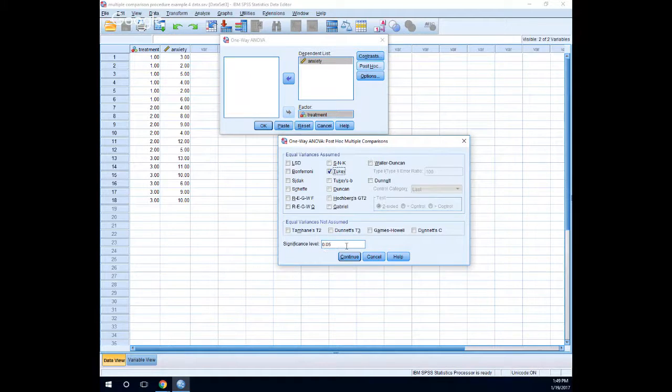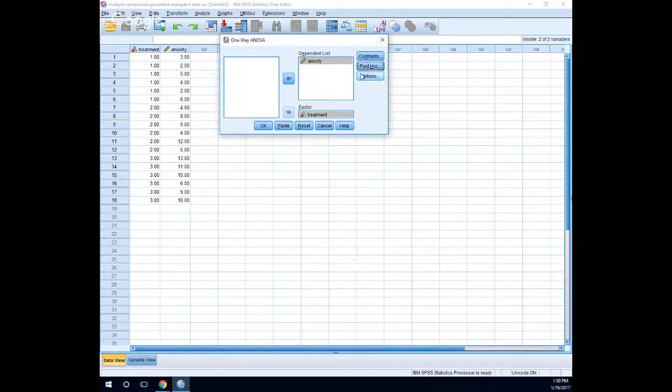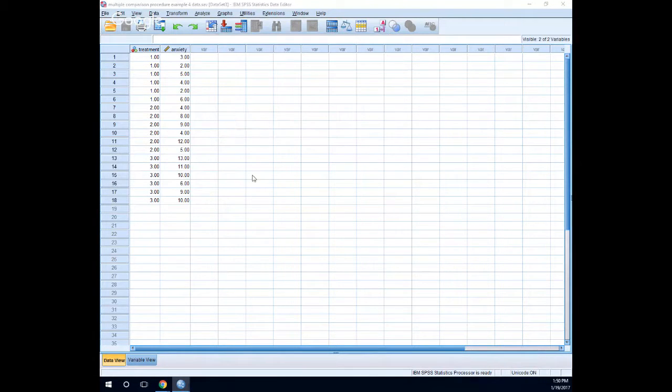Where it says significance level, it defaults at 0.05. And basically you could set this at a different level if you wanted to. The thing about it is that this really doesn't have much in the way of an impact on your results, because it really bears more on how the results are presented in a table, in terms of what gets an asterisk and what does not. So we're going to click on continue and then on OK.